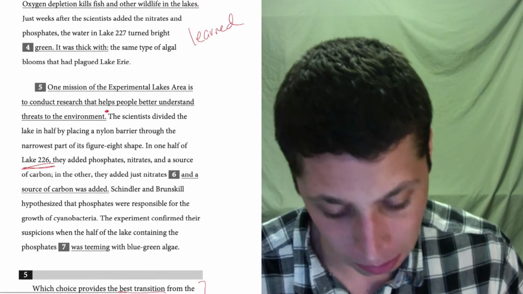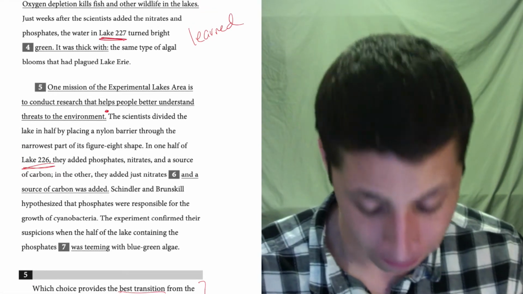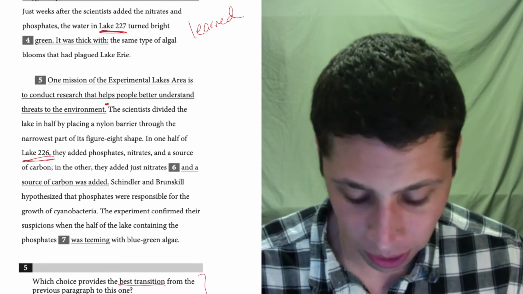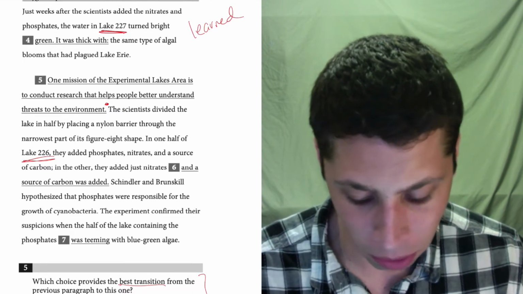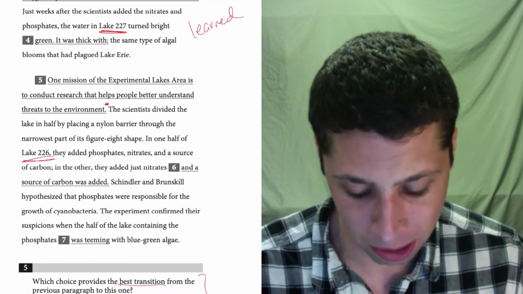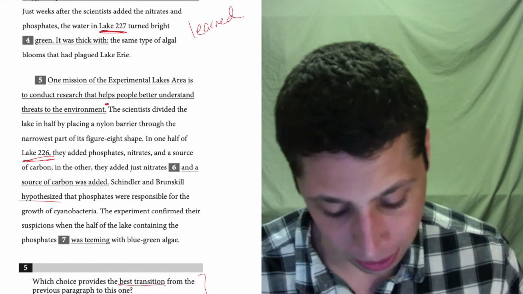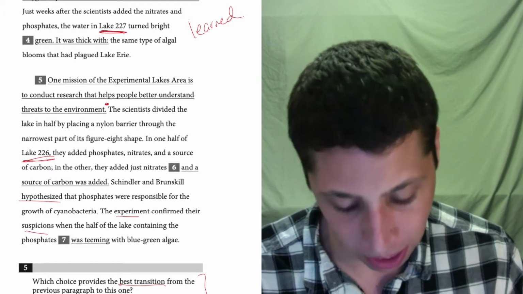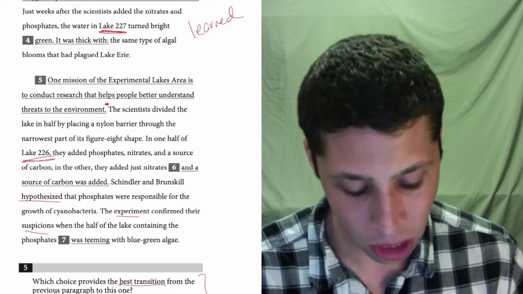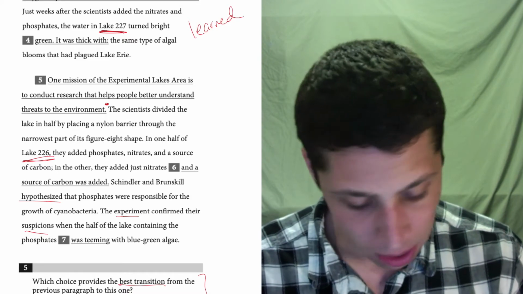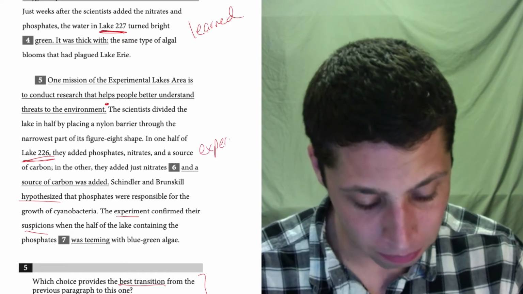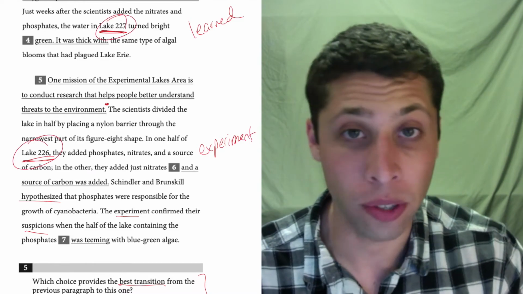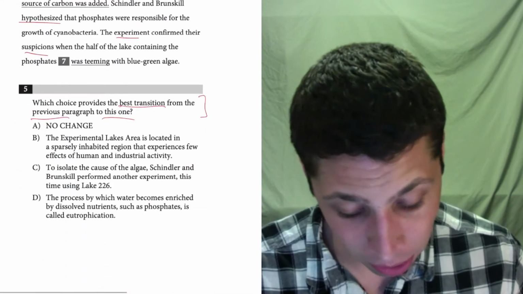Ooh, that's different. Different lake. They added phosphates, nitrates, and a source of carbon. In the other, they added just nitrates, and a source of carbon was added. Schindler and Brunskill hypothesized that phosphates were responsible for the growth of cyanobacteria. The experiment confirmed their suspicions when the half of the lake containing the phosphates was teeming with blue-green algae. So this is another kind of experiment here. Hopefully you notice that 226 and 227 are different. If not, I still think you can get this.